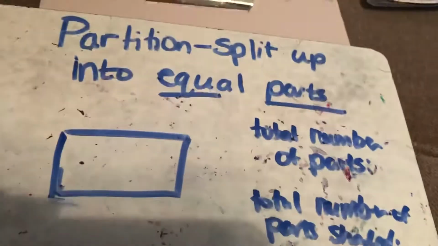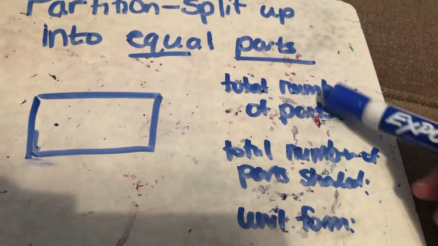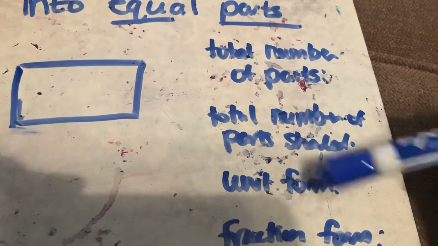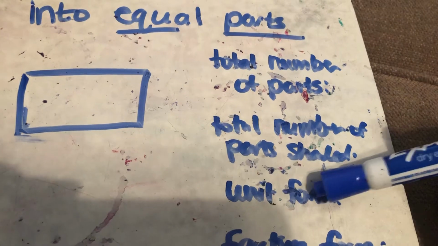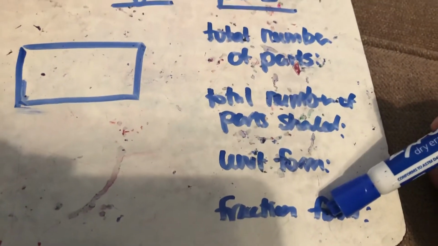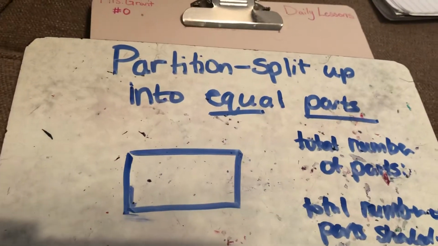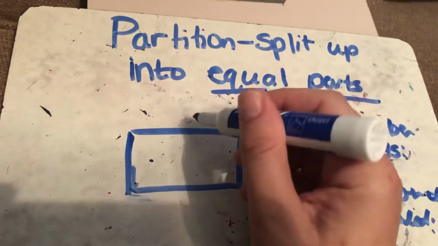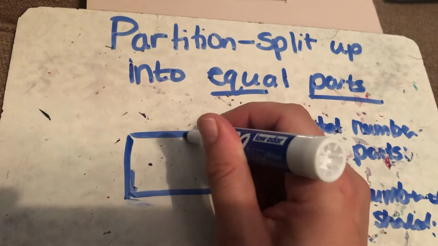Okay, and your homework is going to look like this, where you have total number of parts shaded. You have unit form, which I will explain what that is. It's using numbers and words. Then we have fraction form. Okay, all right, so we are going to partition, that means split up this rectangle into equal parts.